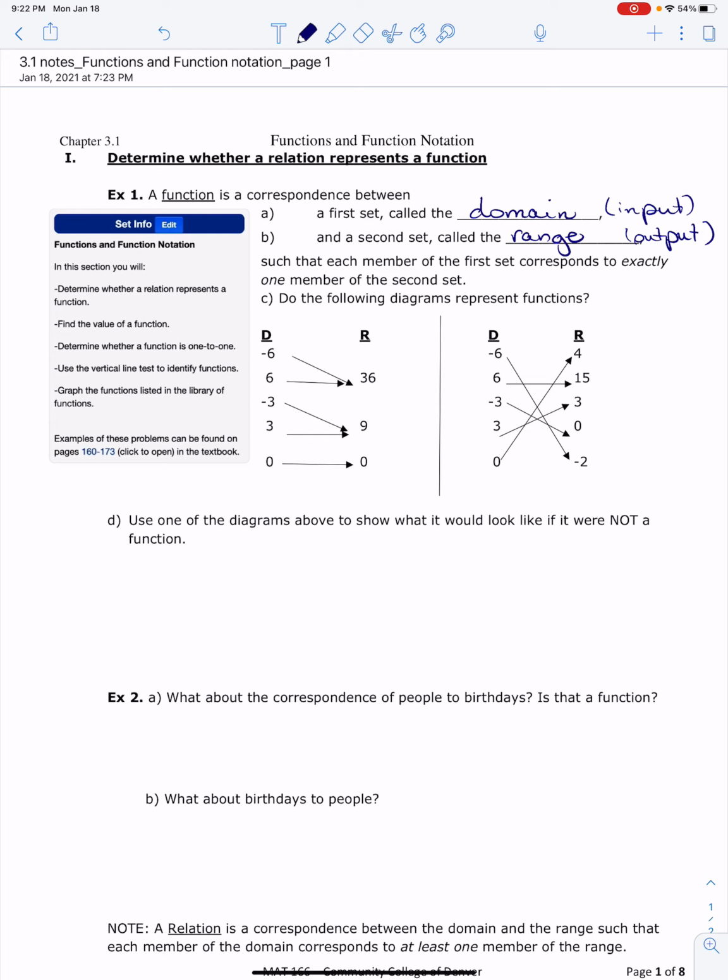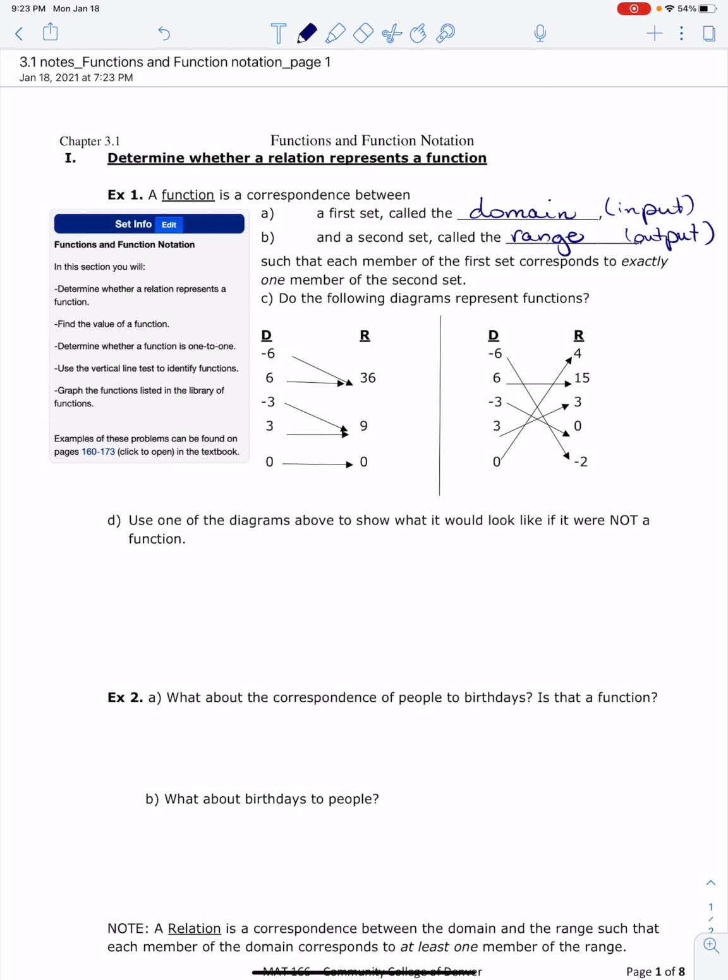So it's a function if there is only one member of the range that comes from each member of the domain. So that means that if I give you an x value, you can definitely tell me without question what the y value is that goes with it.